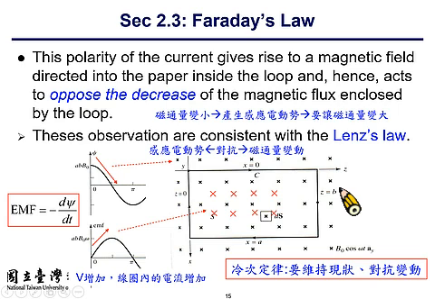Alright, the polarity in this figure exemplifies the polarity of the current that gives rise to a magnetic field directly into the paper inside of the loop, and hence acts to oppose the decrease of the magnetic flux enclosed by the loop. So let me explain this a little bit. As this plot shows, the magnetic flux is decreasing now, which means there are fewer and fewer crosses on the plot.